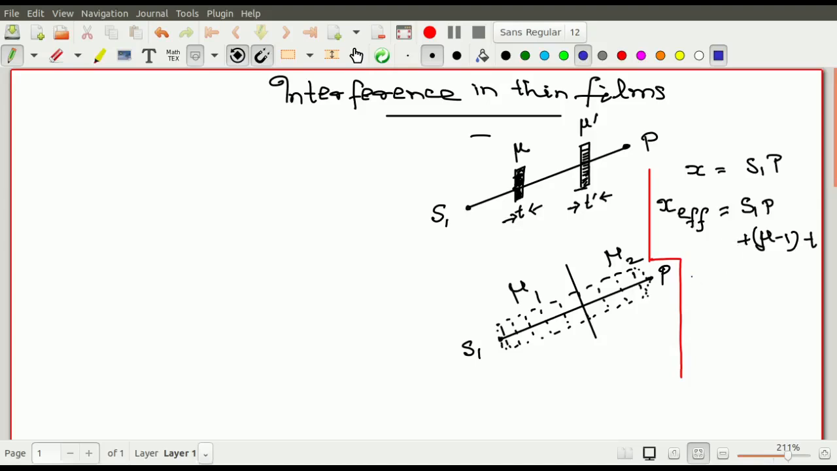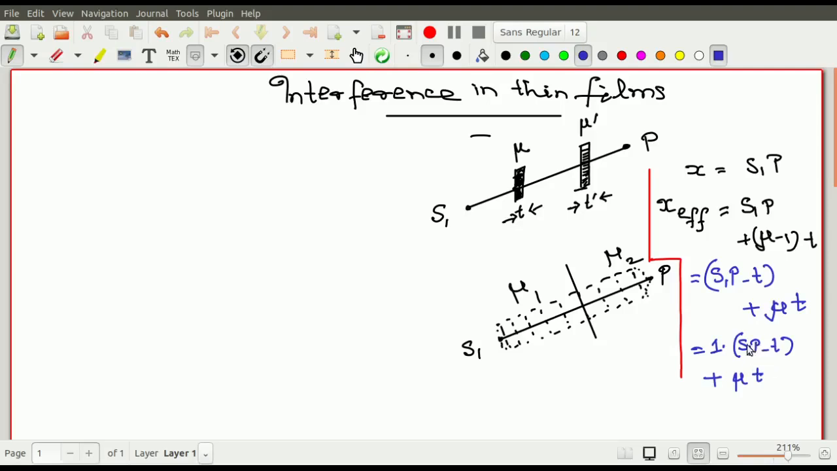So this one, can I write it in this particular form? S1P minus t plus mu t, can I write it in this way? Or in the next line, can I write it as 1 into S1P minus t plus mu of t, and this is the effective path difference.